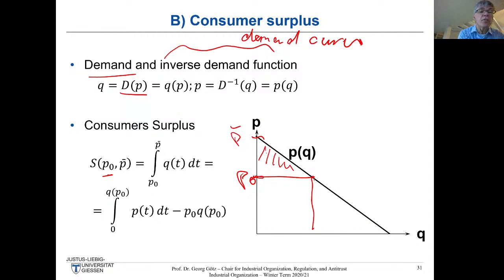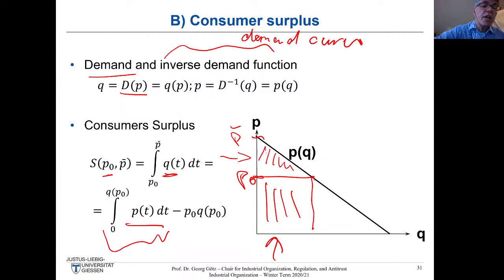But here what you see is you can integrate over the demand function from P0 up to P upper bar. If you do it horizontally, you get the inverse, which is the demand function, and you would integrate like this. Here you see this is just the area below the demand curve. This is actually what is called GCS, gross consumer surplus.